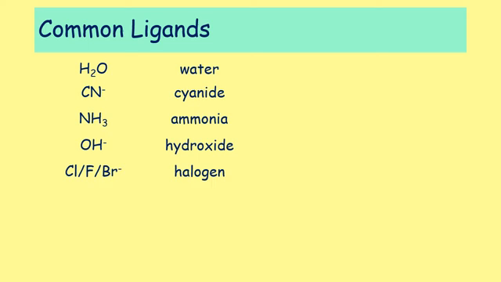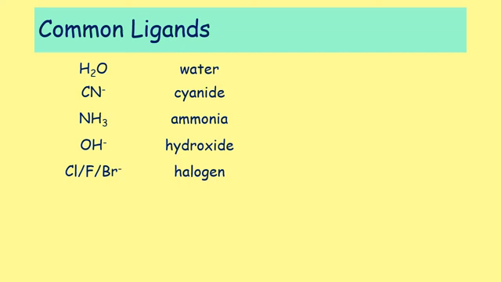So make sure if you're drawing a bond between a ligand and a transition metal that you're putting the right part of the molecule pointing towards the metal. In water, oxygen. Cyanide, carbon. In ammonia, it is the nitrogen that has the lone pair, so it's going to be bonded through the nitrogen. Hydroxide through the oxygen. And then with chloride, fluoride, and bromide, and even iodide, it's only one atom, so it's bonding through that atom itself.